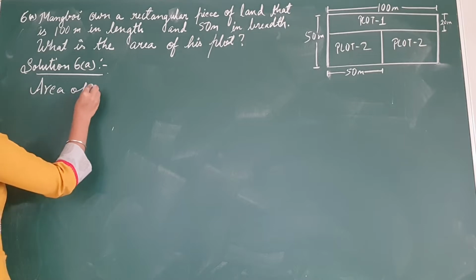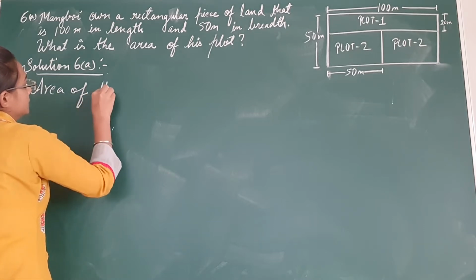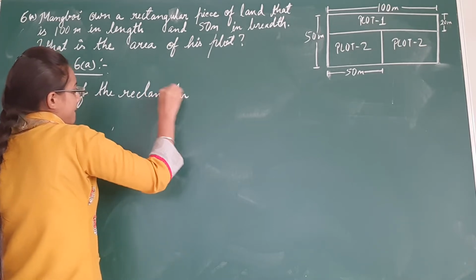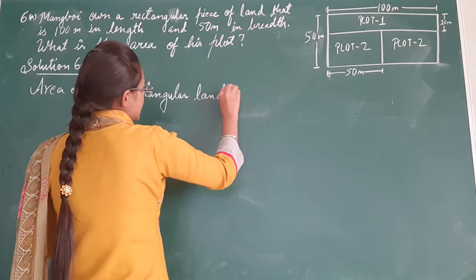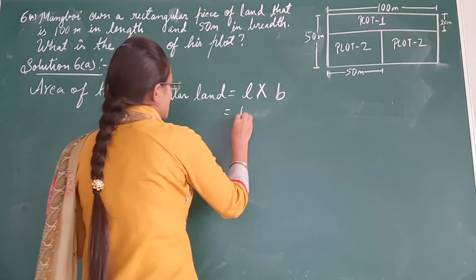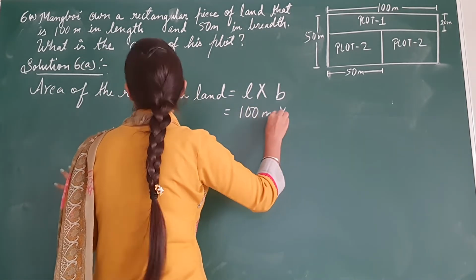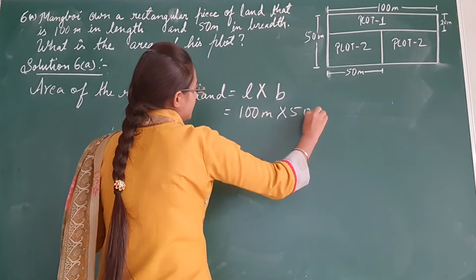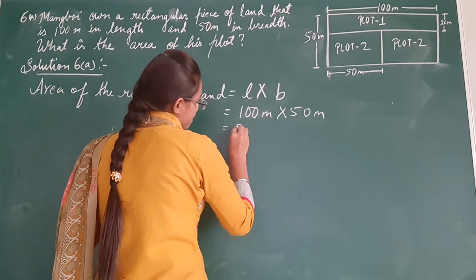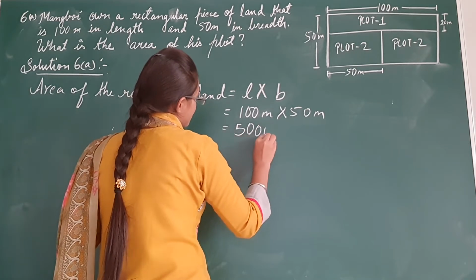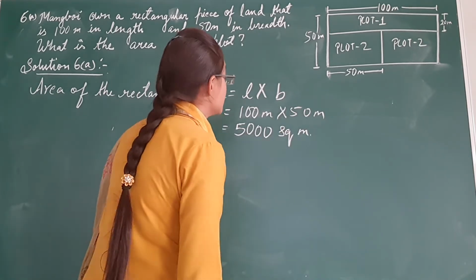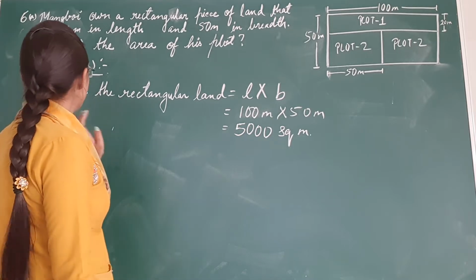Area of the rectangular land is equals to length into breadth, that is equals to 100 meter into 50 meter. So this will be equals to how much? 5 ones are 5 and 3 zeros, so 5,000 square meter. So 5000 square meter is the total area of the land.